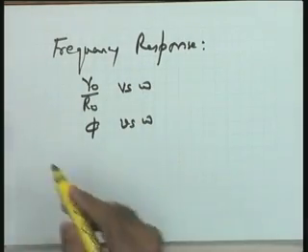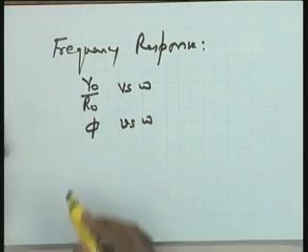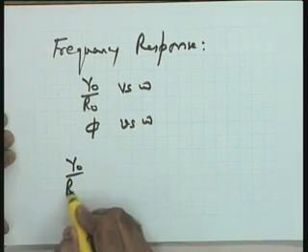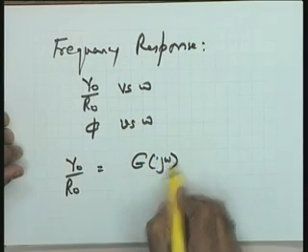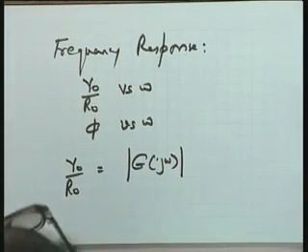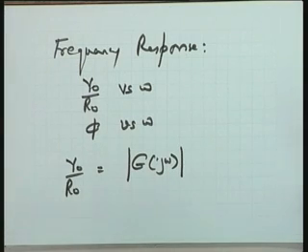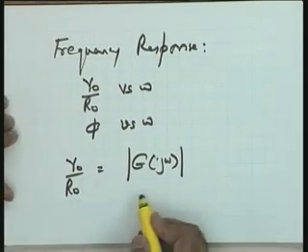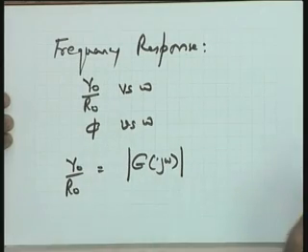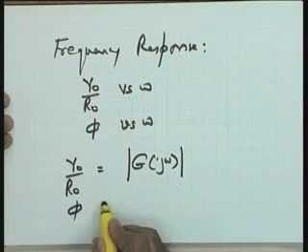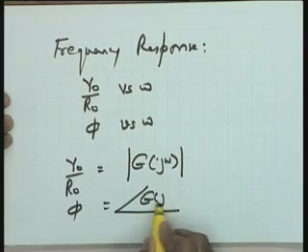Okay? Let me not go into the details, but you know that this y naught over r naught is nothing but the magnitude of G calculated at s equal to j omega. So I do not have to excite the system, but what I want to say is that the frequency response of the system is completely contained in the mathematical model of the system, in the transfer function model. The amplitude ratio is nothing but the transfer function G evaluated at s equal to j omega. Similarly, phi is nothing but the angle of G(j omega).